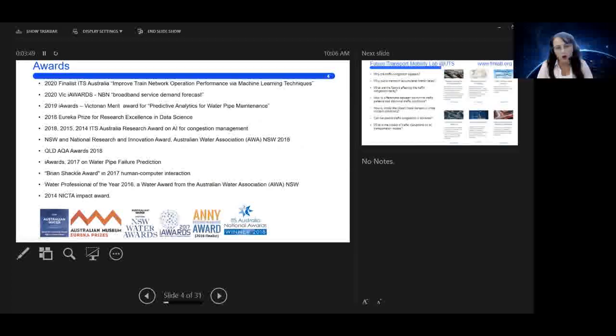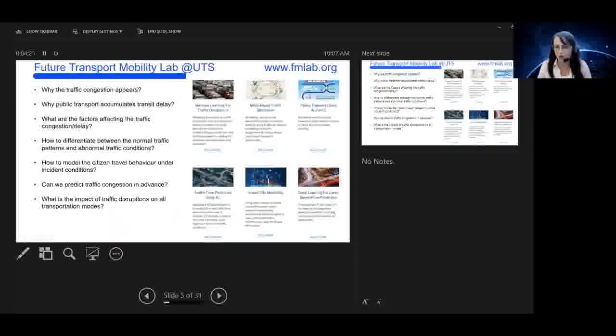There are some awards that we have gathered because previously we were part of CSIRO. So for many years we have been working together, and we continue even in UTS. We have just recently won the 2020 Victorian iAwards for doing an NBN broadband service demand forecast using, again, AI algorithms. And we have just been listed in 2020 as finalists in the ITS Australia Awards for improving train network performance using all sorts of machine learning techniques. So there is recognition of what we do.